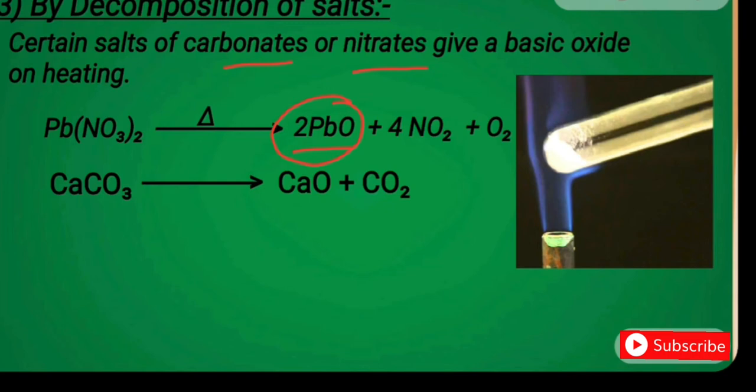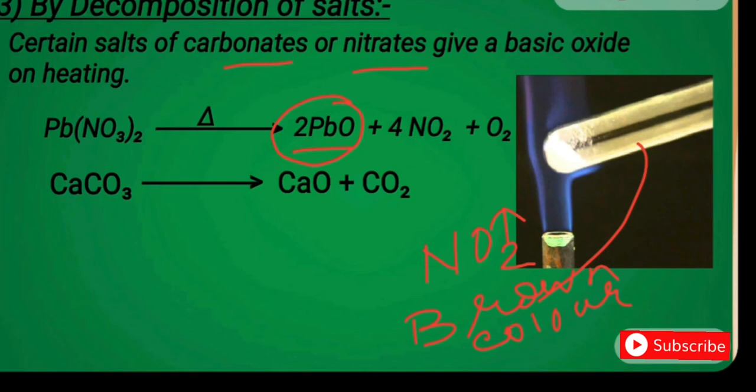You can see here, when we heat the lead nitrate, there is a brown color gas. This brown color gas indicates the evolution of nitrogen dioxide, and nitrogen dioxide is brown in color.